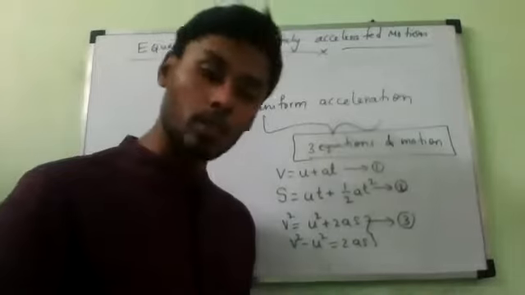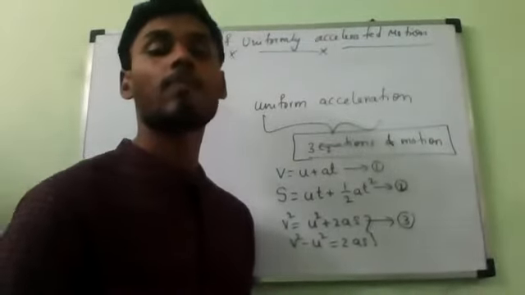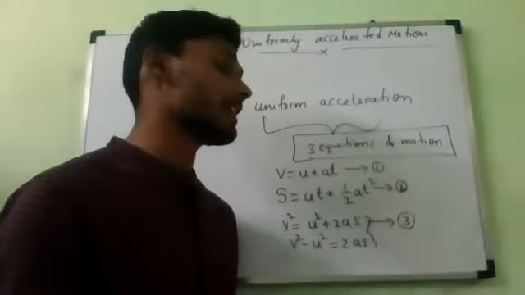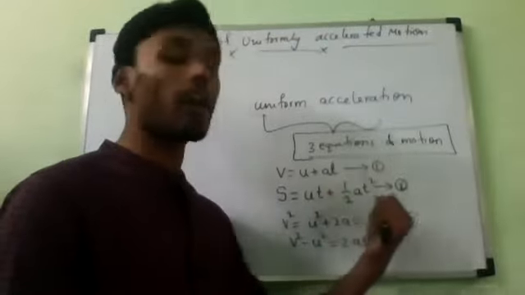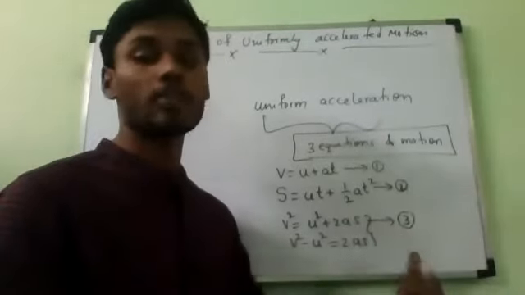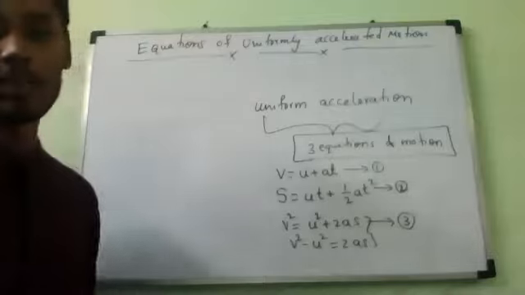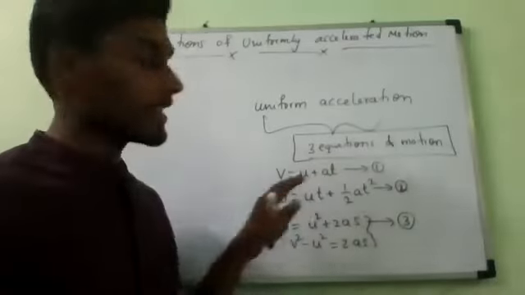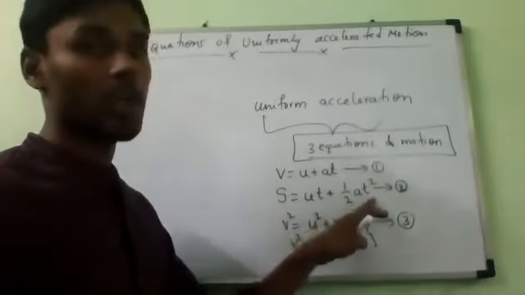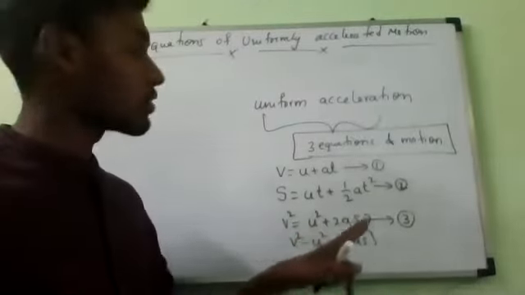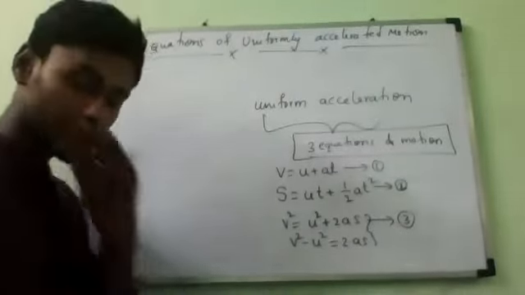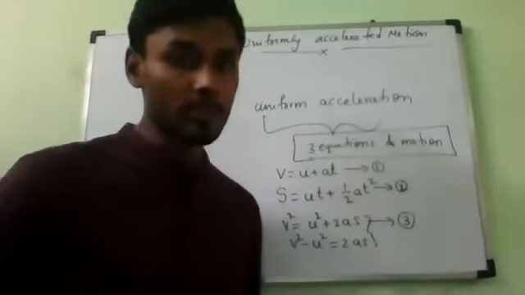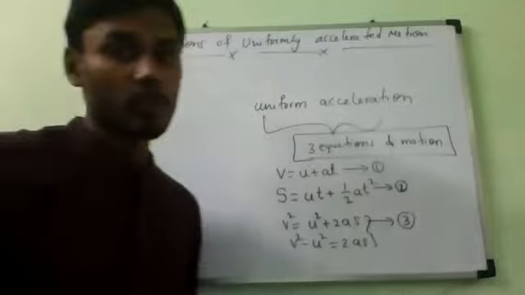First equation of motion: V equals U plus AT. Second equation: S equals UT plus half AT square. Third equation: V square equals U square plus 2AS. Why are some not saying? Manya, Samaya, Alana, everybody. First equation, V equals U plus AT. Second, S equals UT plus half AT square. And third, V square equals U square plus 2AS. That's all. Write it all down. We have three equations of motion.